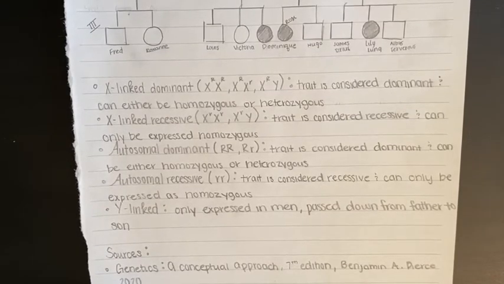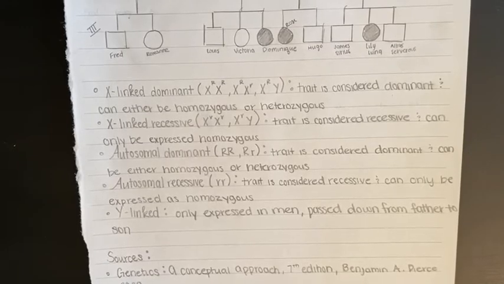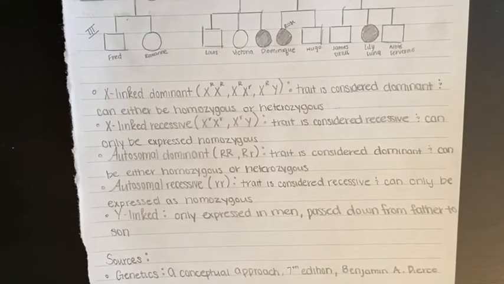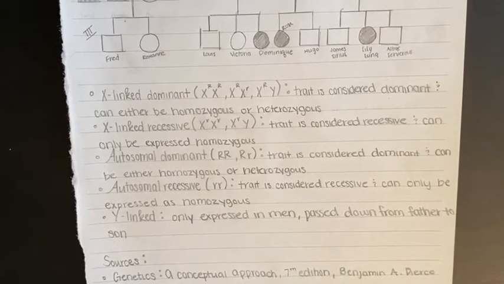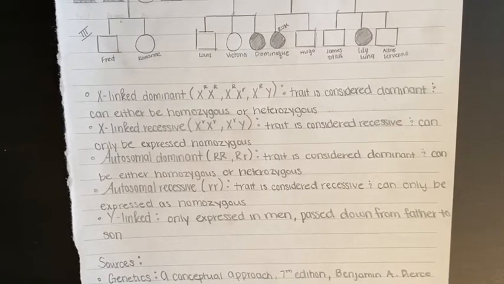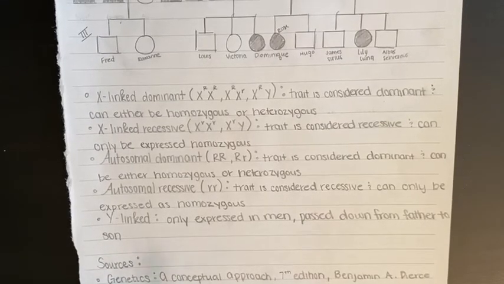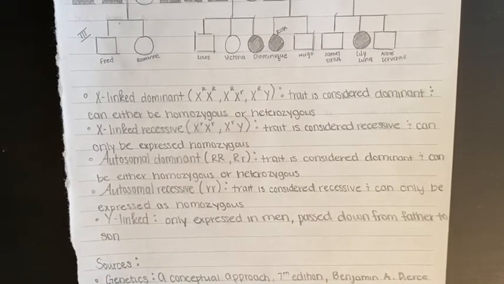Before we get straight into the example, I would like to discuss potential modes of inheritance like X-linked dominant, X-linked recessive, autosomal dominant and recessive, and Y-linked traits. Each of these requires certain criteria in order to be met and for the trait to be considered either X-linked dominant and recessive, autosomal dominant and recessive, or Y-linked.